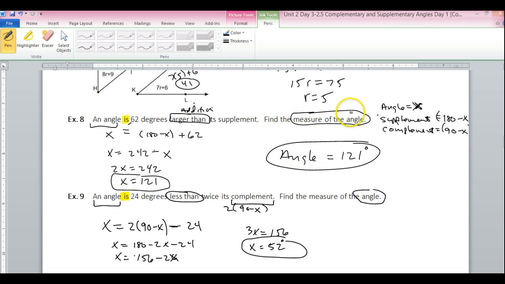So the key here, guys, is in these sentences and these problems, anytime you see the word angle, you know to put x in its place. When you see the word supplement, it's 180 minus x, and complement, 90 minus x.